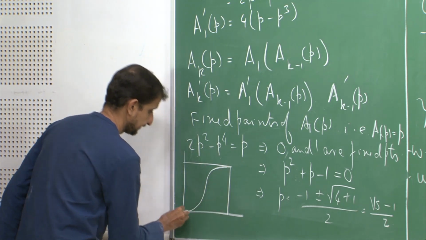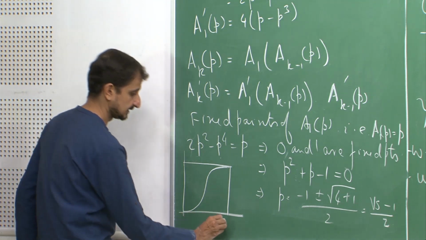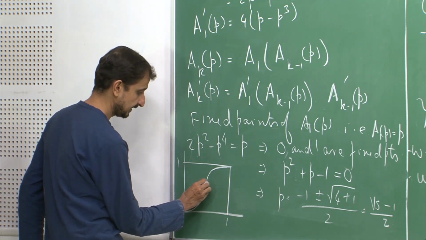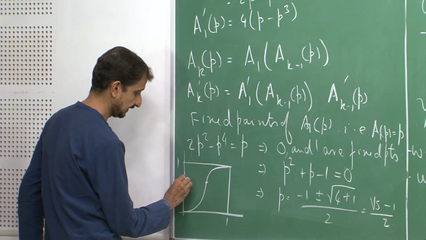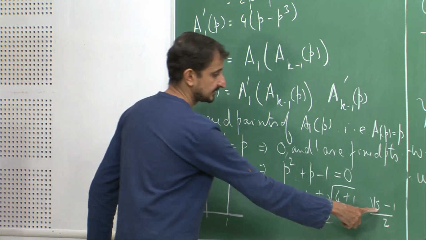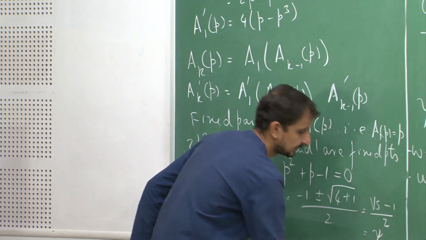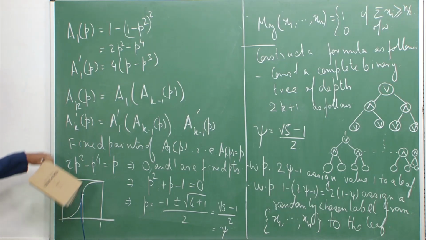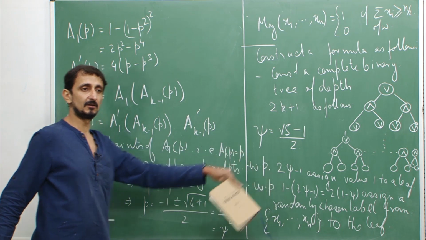So, this is a fixed point. So, at 0 I have a fixed point, at 1 I have a fixed point, and then somewhere in the middle, not in the middle, at this value, and now note that this is nothing but our psi. Okay. So, that is the reason why we had chosen this particular psi over here.